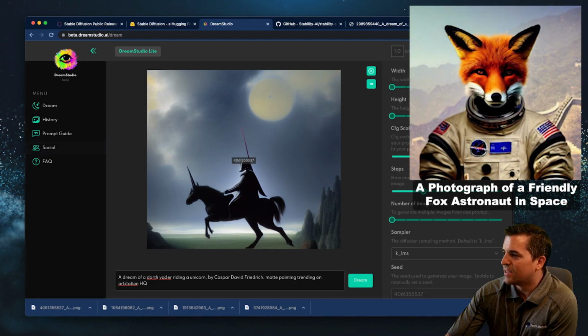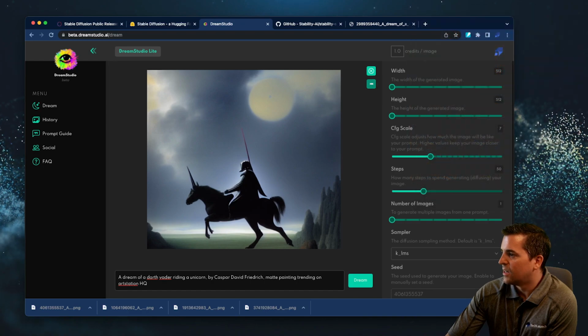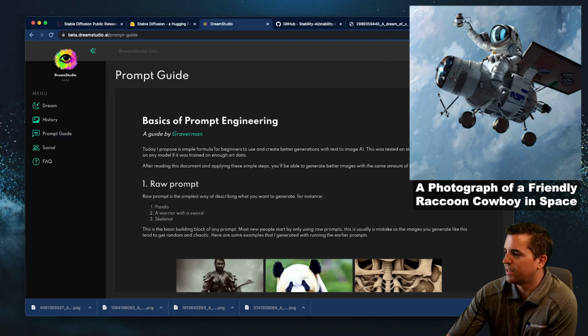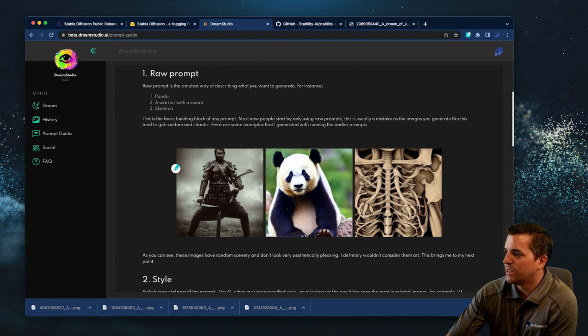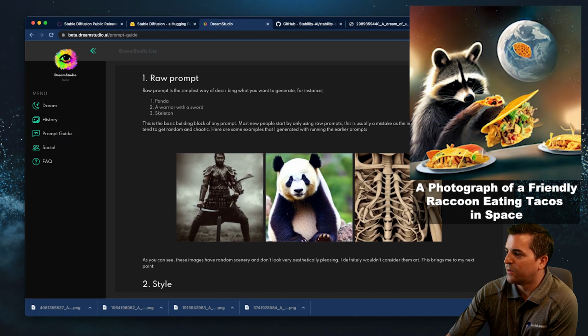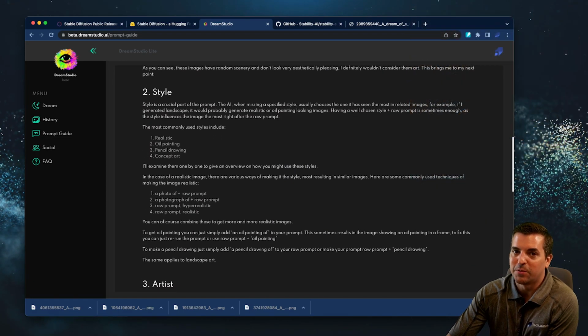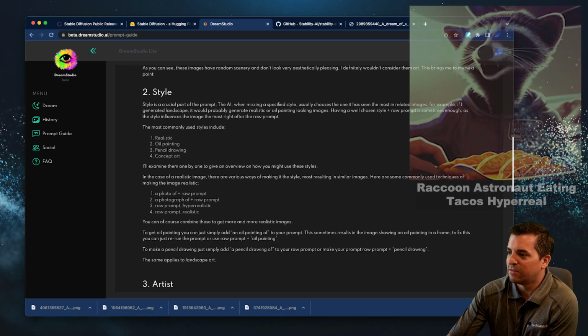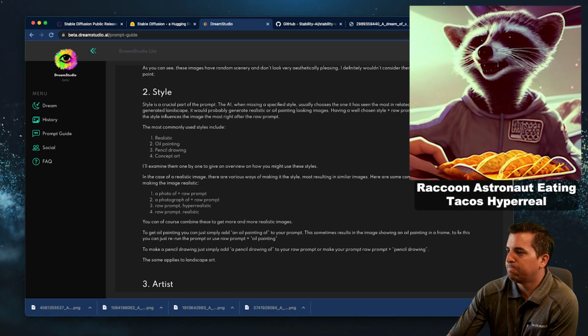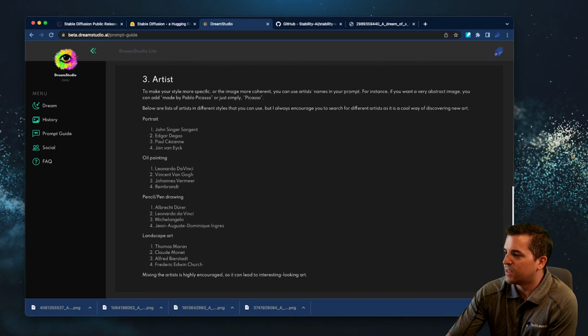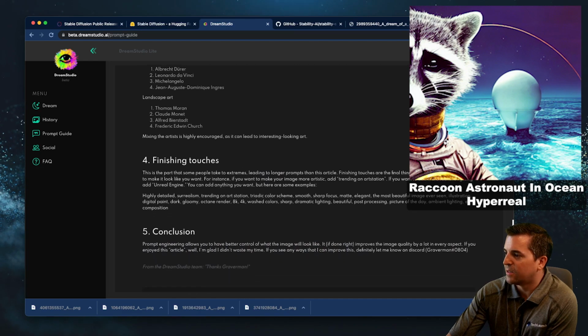I don't know that this tool lets you use an existing image. It does let you see your history, and it also gives you a prompt guide, which is really, really helpful. So it talks about how to prompt the system, which I highly recommend reading no matter where you're using this, even if it's locally. This prompt guide is really critical. So take a look at this and make sure you understand some of these concepts, because they definitely matter.